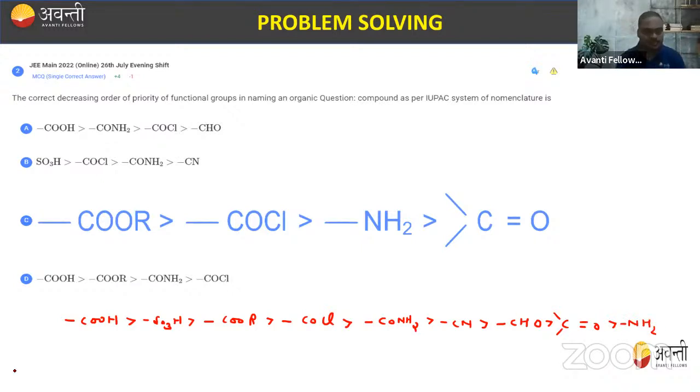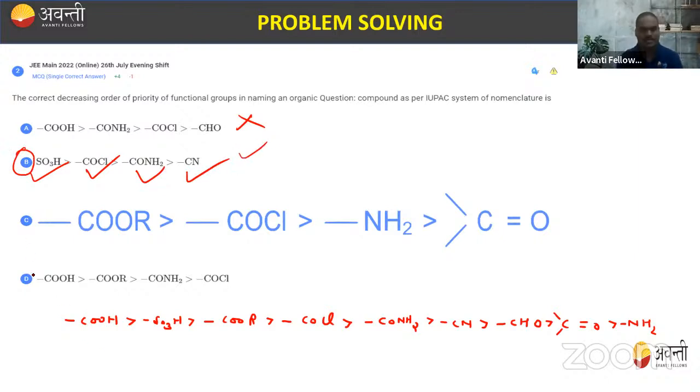Out of these, let me explain which option is correct. In option A we have COOH, then CONH2, then COCl. This is not the correct one because COCl has higher priority than CONH2. In the second option, we have SO3H, good. Then COCl, very good. Then CONH2, good. Then CN. So this is the absolutely correct order.